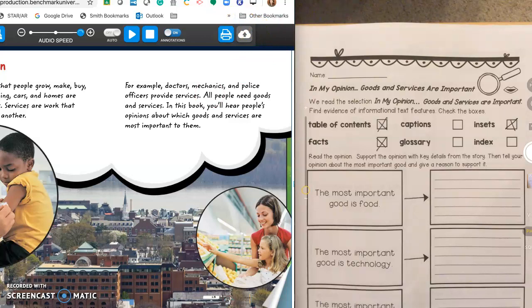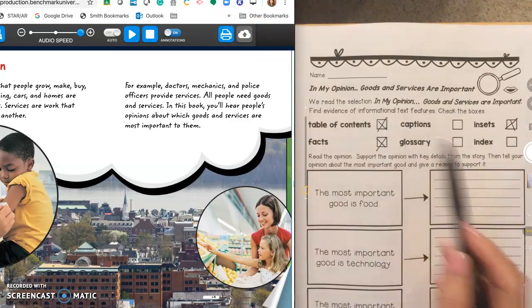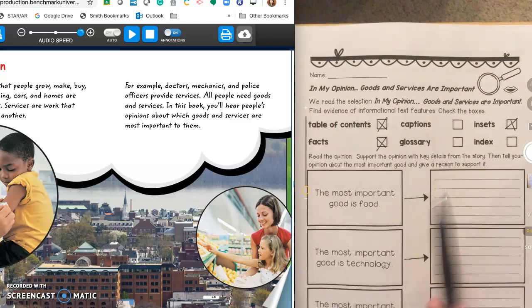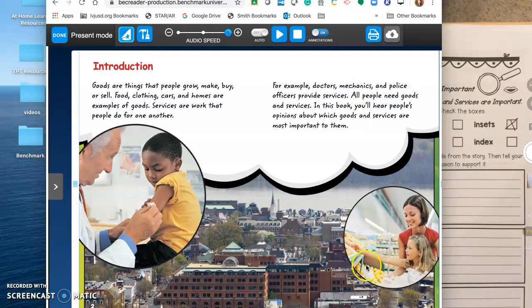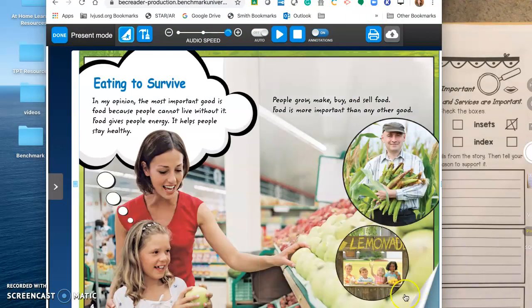Now I'm going to go on to the next portion, and while I'm reading, I'm still looking for captions, a glossary, and an index, but we're going to move on to look for text evidence in the text to answer these questions. So the directions say, read the opinion, support the opinion with key details from the story, then tell your opinion about the most important good and give a reason to support it. So the most important good is food. So I'm going to turn back to my text and find the pages that talk about that.